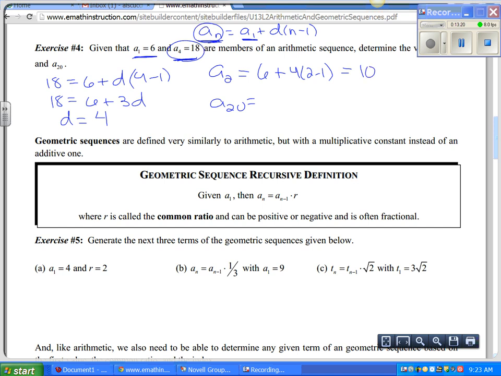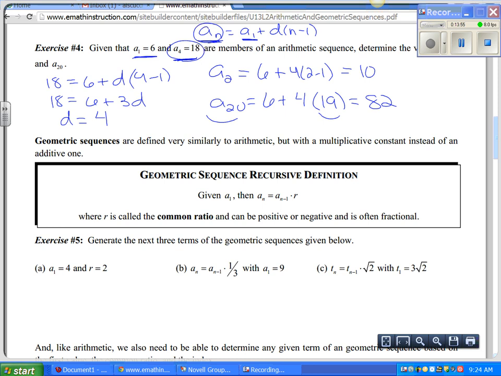All right, so what about a sub 20? Good, so what's the only thing that changed? Yeah, this and this, right? Everything else stayed constant. Your first term and your common difference. So what do we get? No, what'd you get? Not that. Try again. You button pressed wrong. 82. Okay. All right, so that's arithmetic.